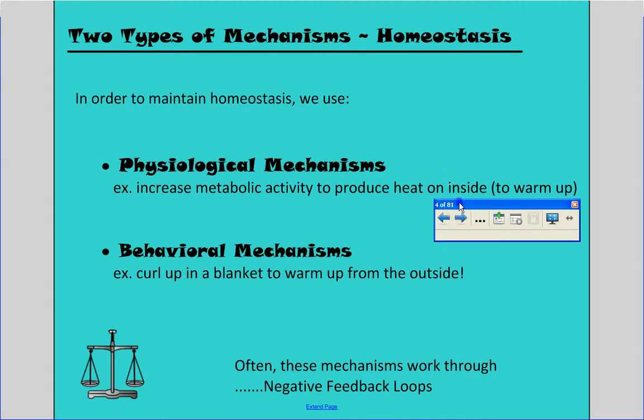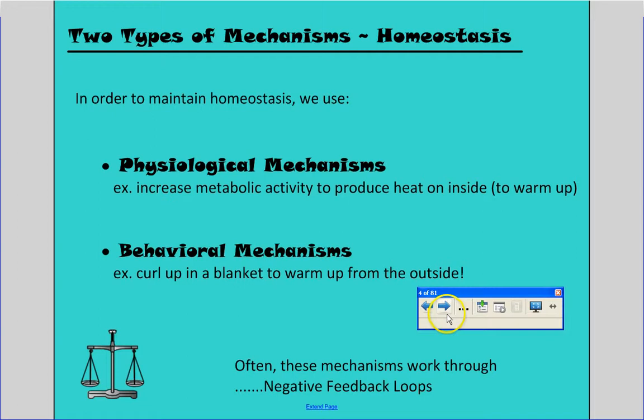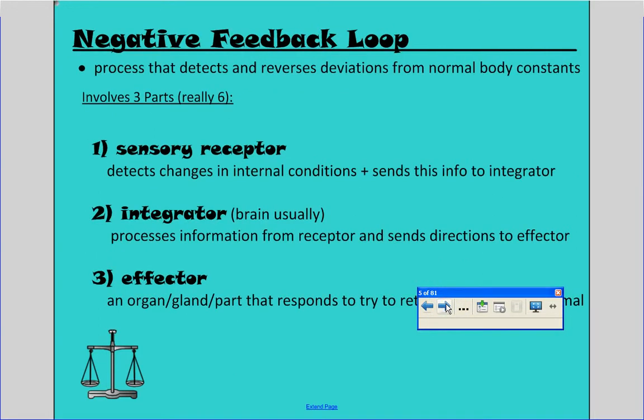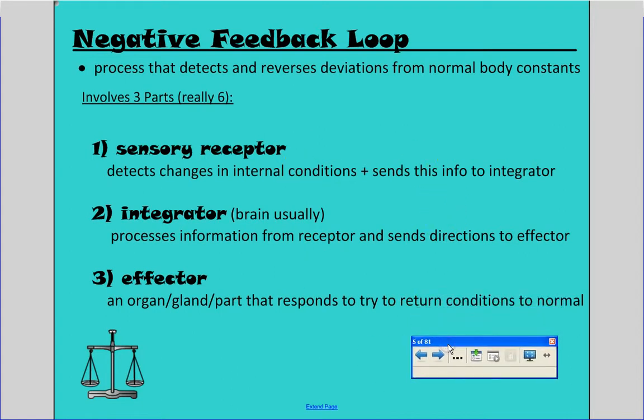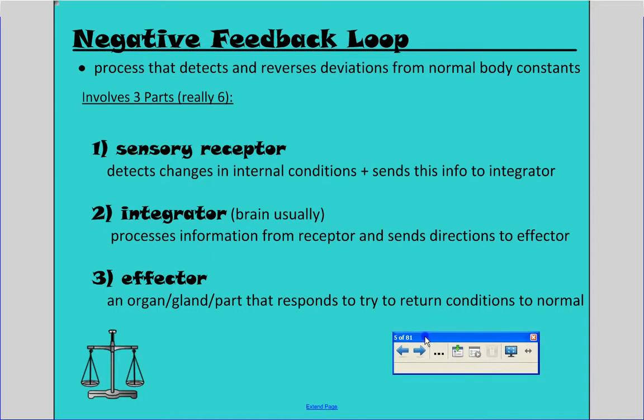Most of the time, these types of mechanisms work through what we call negative feedback loops. So, it says there are 3 parts to a negative feedback loop, but I would argue that there's really 6. The 3 main parts are key things inside of you that do work together, but in order for them to be triggered, or for them to do what they need to do, there's really 6 steps that happen. So the first thing is a stimulus, a perturbing factor.